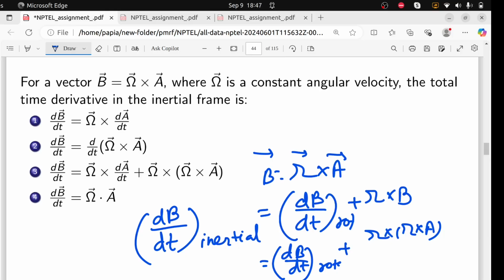Okay, so now you can see actually they should have told in which frame of reference they are talking about b. So if I talk about b in an inertial frame, and b prime, let's say, dB/dt rotational plus omega cross a will be correct. So for this case this one will be the correct option, but here the question is not complete, so that's why we can't say any more about these options here.